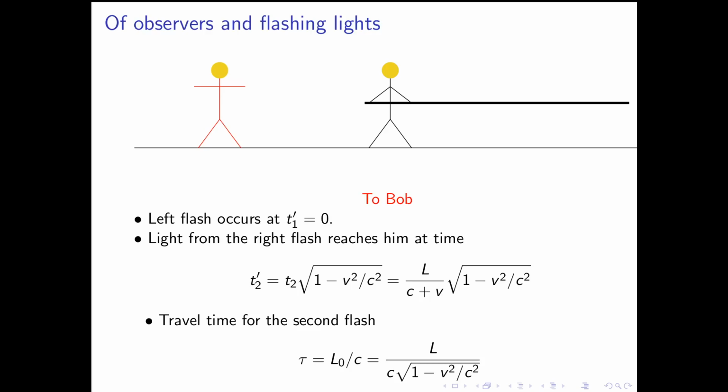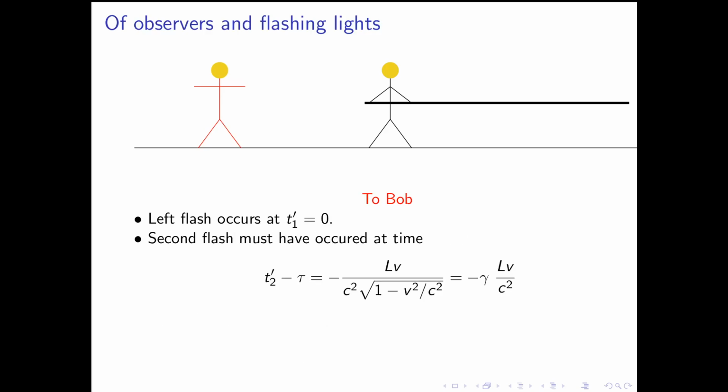So when did the second pulse start out? Remember, according to Alice, it started out exactly at time 0 when Bob was right next to her. But according to Bob, the second pulse started out at a time given by t2 prime minus tau. t2 prime is the time at which it has reached Bob. Tau is the time for which it has travelled.